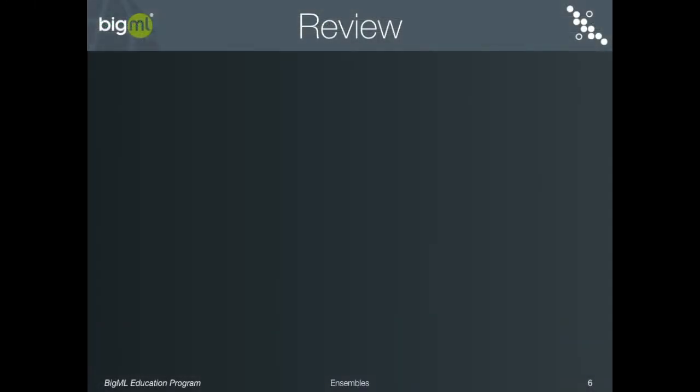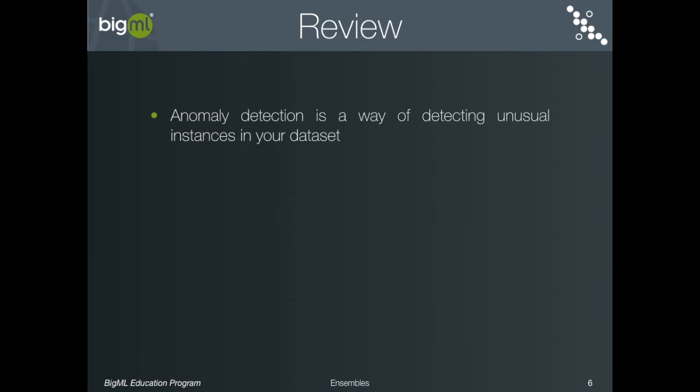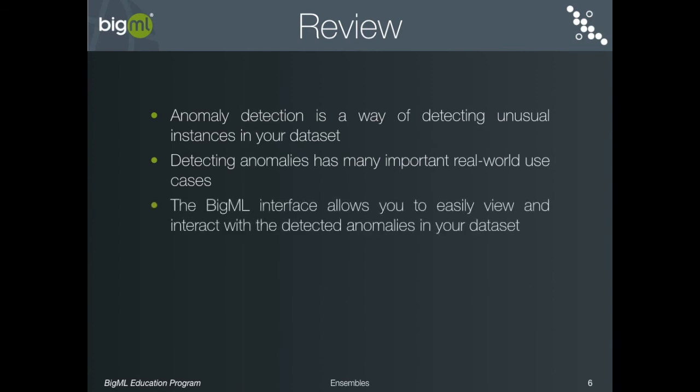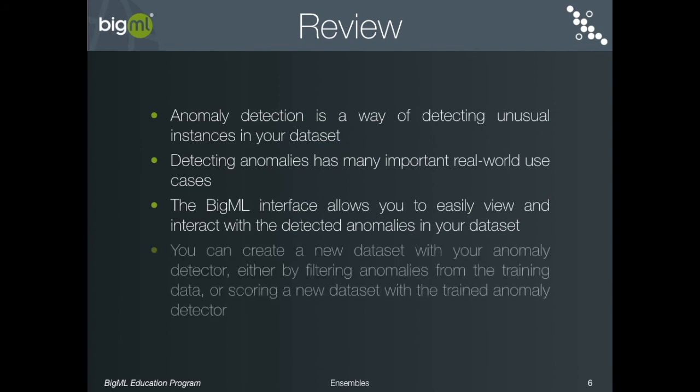In summary, we've learned in this video about anomaly detection, what it is, and when it might be useful. We then discussed how to create an anomaly detector in the BigML interface and how to interpret the resulting visualization. Finally, we showed how to get anomaly scores for an entire dataset of points using the Batch Anomaly Score action from the Cloud Action menu.